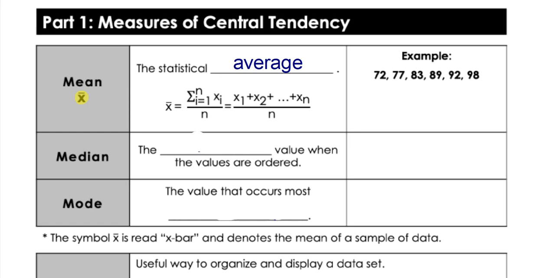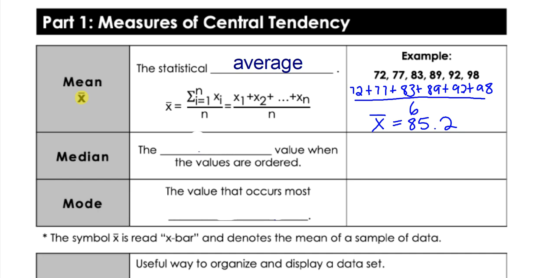So if we look at the example over here, on the right, we have these 6 numbers. To find that mean, we are going to add them all up. So I'm going to take each data value, add it together using a calculator. And then I'm going to divide by the total number of pieces of data there. So in this case, that is 6. When I add those up and divide by 6, I get a mean X bar of about 85.2. So that's how we calculate the mean, or the statistical average.